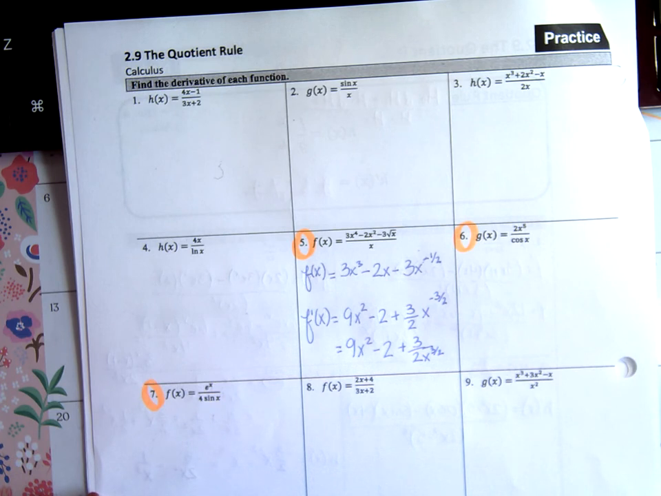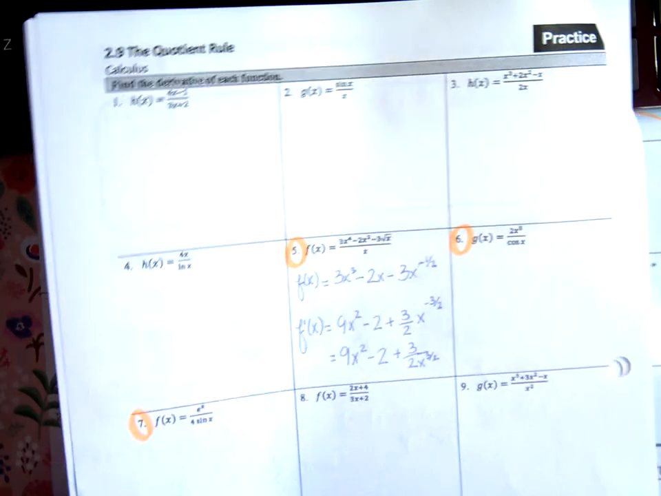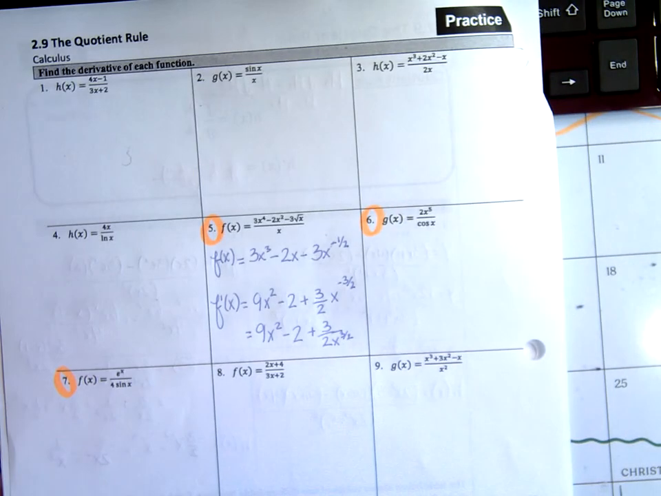All right, number 6 is the next one on my choice. Number 6. This one I can't simplify. Even though it has a singleton denominator, it's a cosine, so that's not quite the same thing. Can't use the power rule on that. So you're just going to have to write it out using the quotient rule the regular old way.